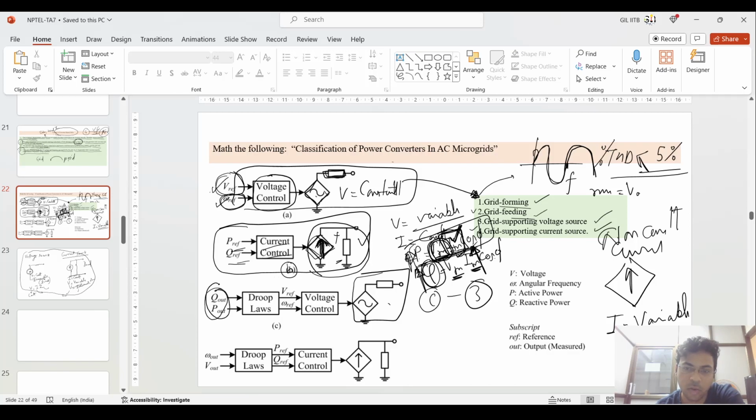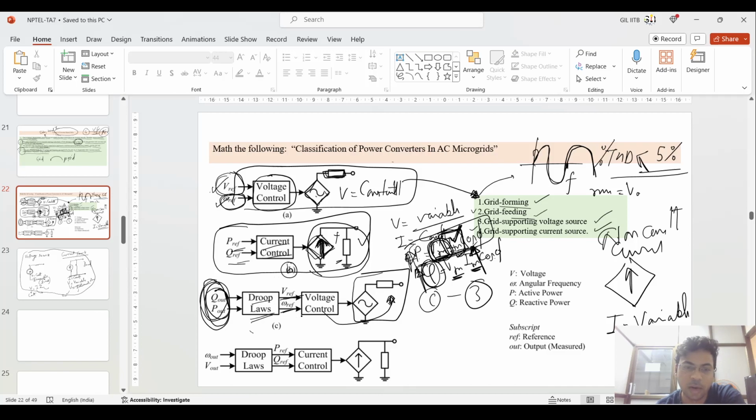And this microgrid inverter, through the droop law, which I will explain further in the slide. I am getting this V reference and the omega reference. By that, I am controlling our inverter. So this kind of structure is such that it is supporting the grid by taking the P out and the Q out reference.